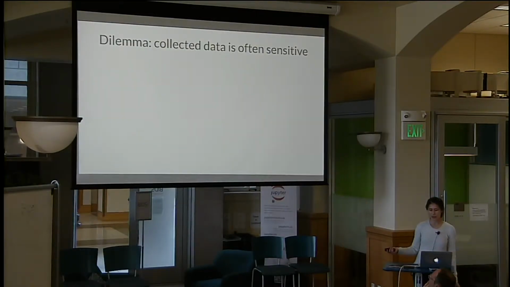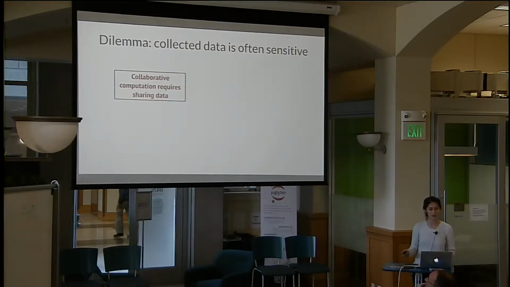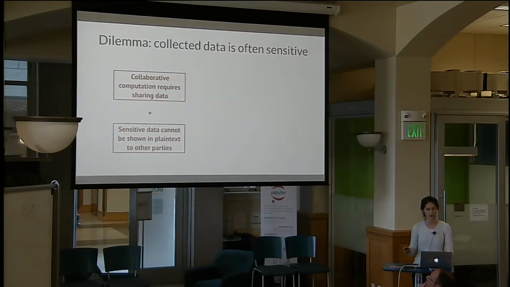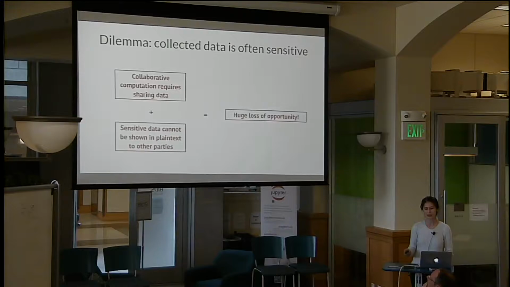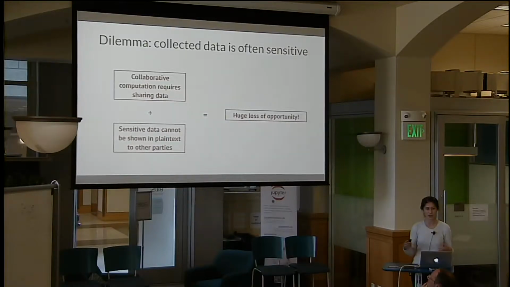However, there's a dilemma here because the collected data is often sensitive. So on the one hand, we have people who want to do collaborative computation, but they require sharing the data. And on the other hand, much of the collected data is sensitive in nature and simply cannot be shown in plain text to other parties. And what you have here is really a huge loss of opportunity, because the kind of applications that can be enabled by sharing data, now suddenly you can't compute them anymore, because the data in question is very sensitive.